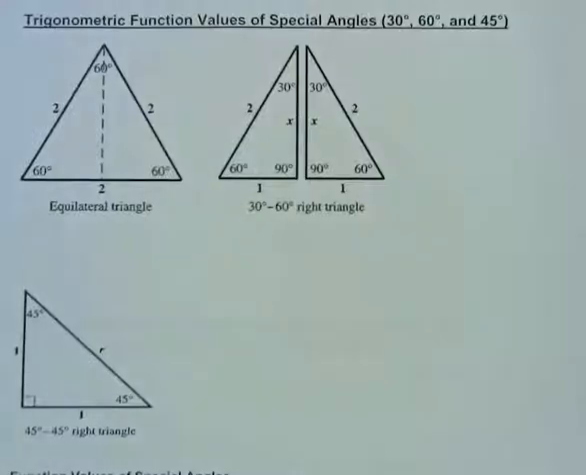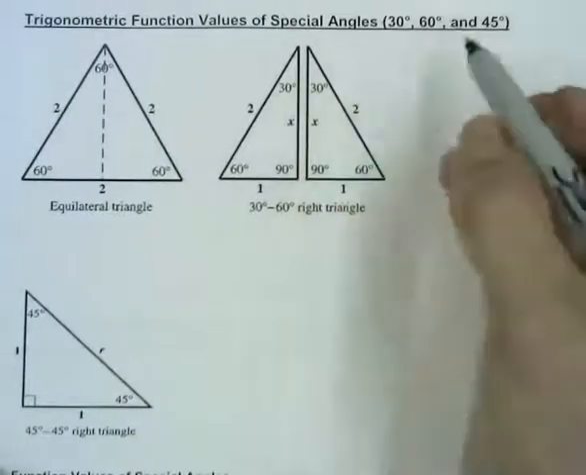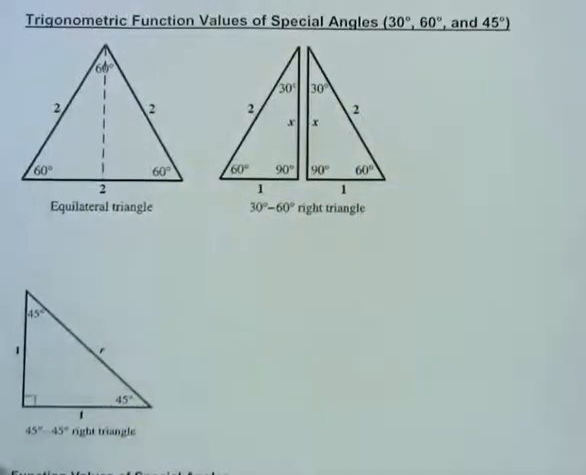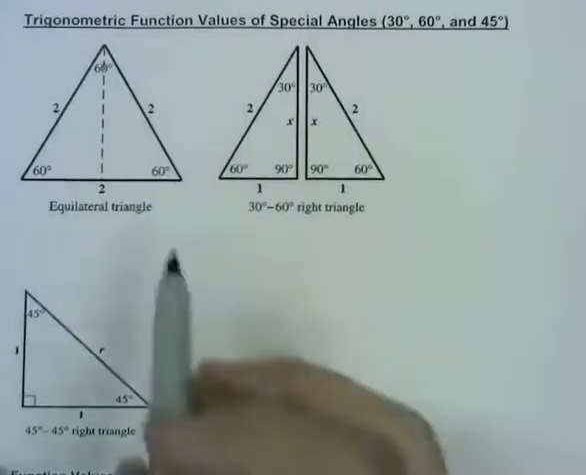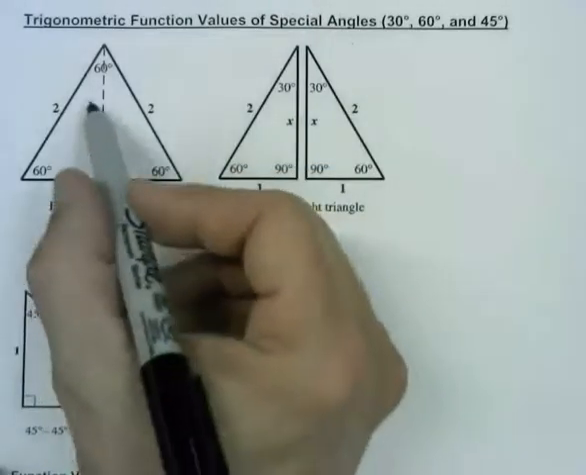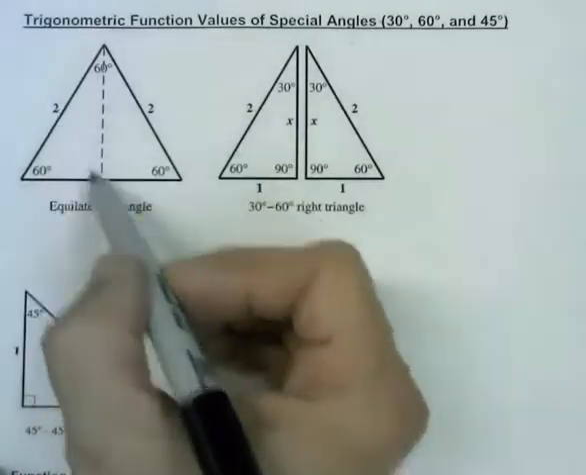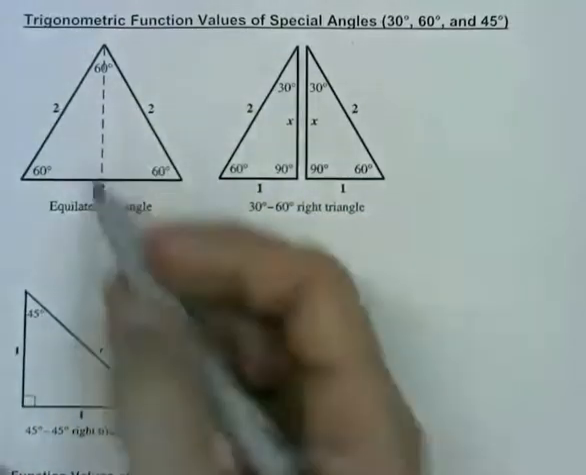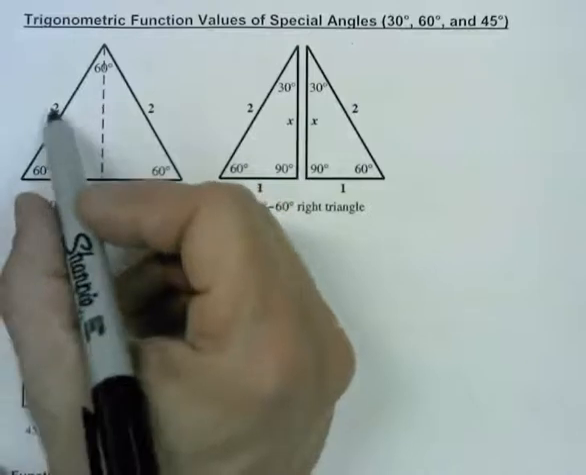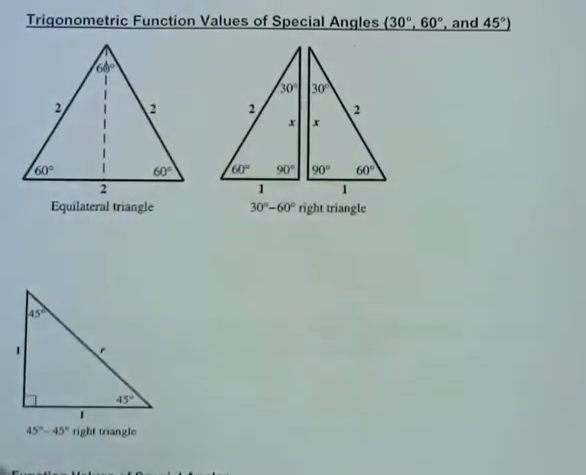The next thing we're going to look at is trig functions for special angles. The special angles that we talk about in this class are 30 degrees, 60 degrees, and 45 degrees. And they're special because we can set up specific triangles that give us these angles. So we're going to start with an equilateral triangle. That means it's got the same side length on each side. And to make this easier, we're making each side of this triangle equal to 2 units.